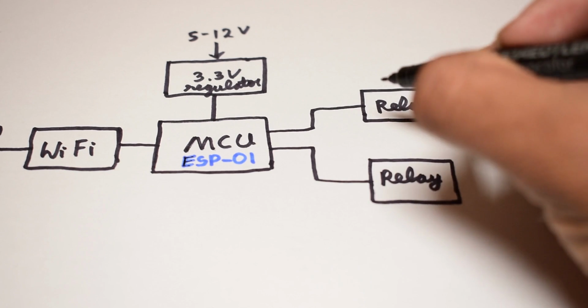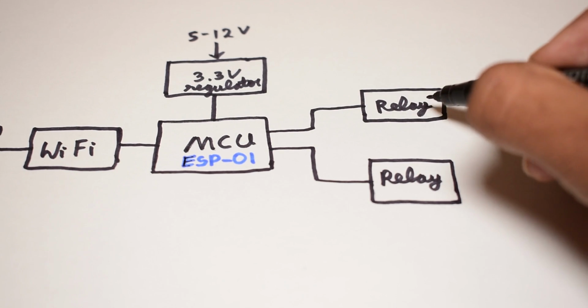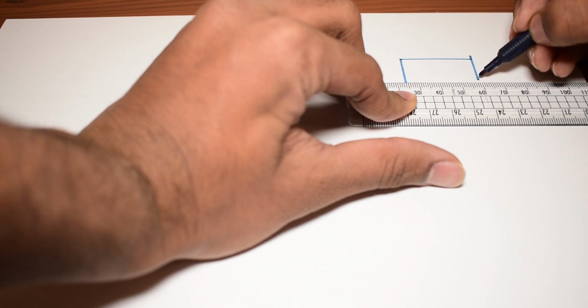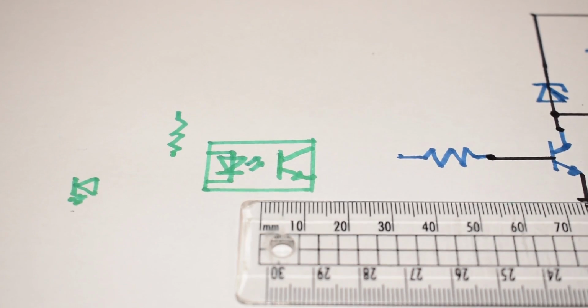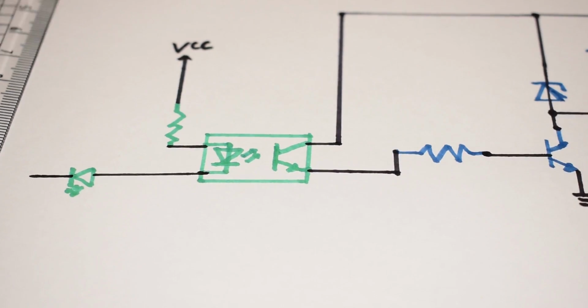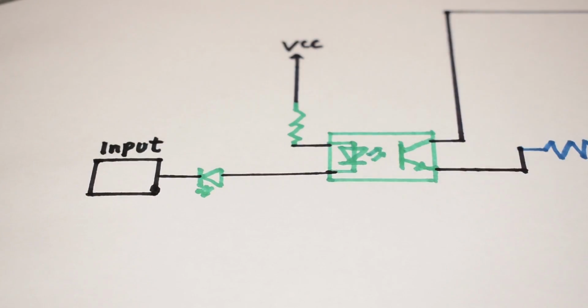Now pick one block from the block diagram and design the circuit for it. Let's say we start with the relays. I wanted to add an optocoupler IC. An optocoupler is an electronic component that transfers electrical signals between two isolated circuits by using light. It is used to prevent high voltages from affecting the microcontroller.